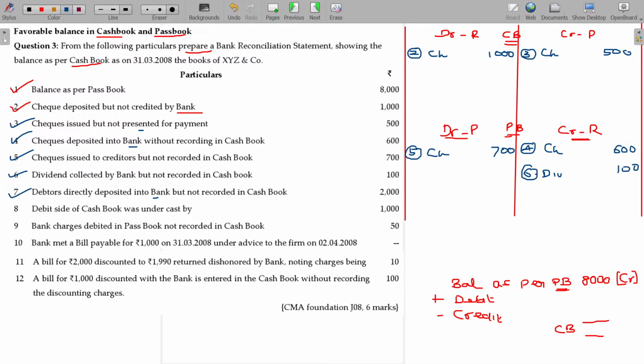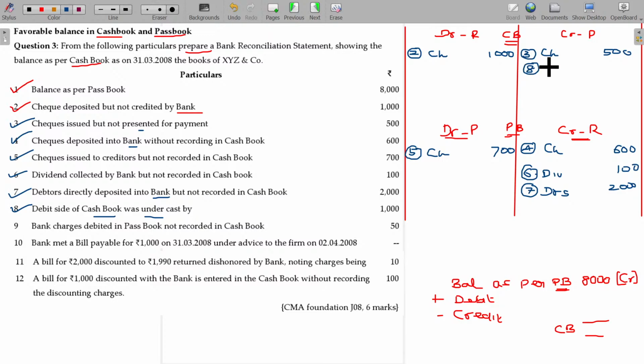Debtors directly deposited into the bank but not recorded in the cash book. So one of the debtors directly deposited without my knowledge. So banker could have recorded in the receipt side, but I have not recorded in my cash book as I am not aware about that. My debtor deposited directly 2,000 rupees. Debit side of the cash book was undercast. If it is undercast, the value should be put in the opposite side. So undercast, debit side, then put the value in the credit side.